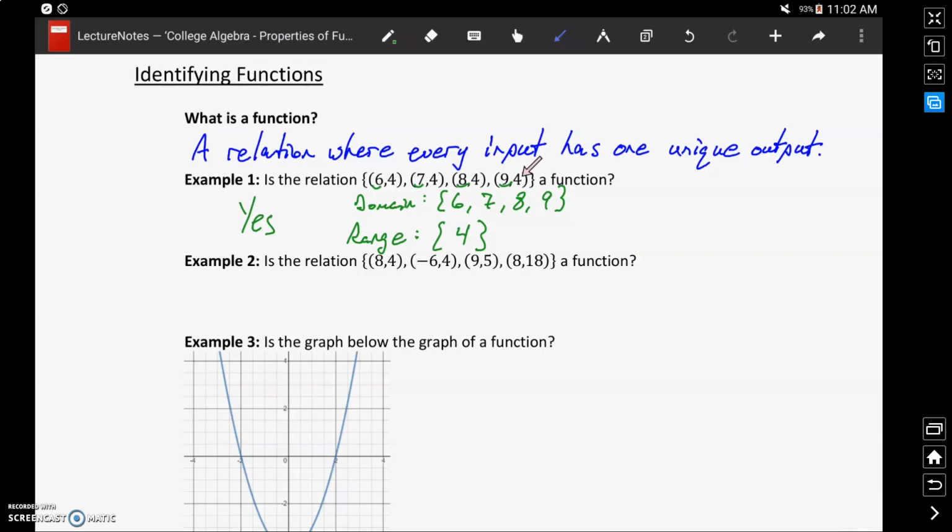One thing to make sure you're catching on to here is that even though we have these repeated y values, that doesn't prevent our relation from being a function. It's okay if our y values are repeated. What we're concerned about is a repeated x value paired with 2 different y values.